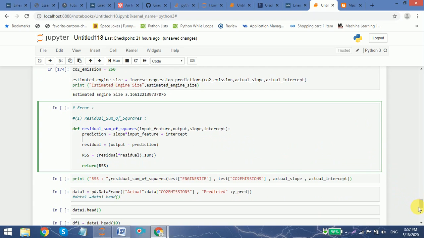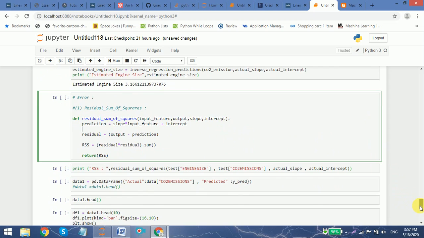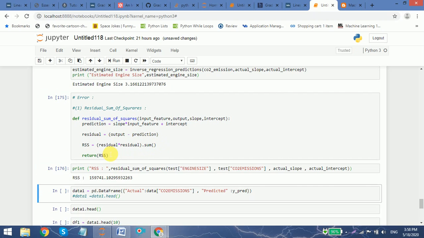Now what we want to do is calculate the error for it. So here we are going to take the RSS error method that will predict a value for our dataset, like slope times input feature plus intercept, and residual equals output minus prediction or predicted value, and then it is going to square it and return it. So here we can see that our RSS value is around 159,000 or 160,000.